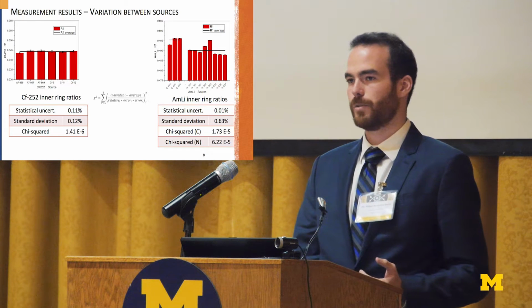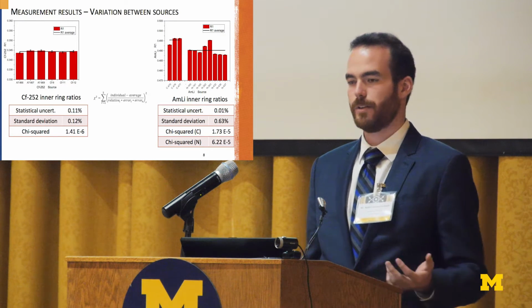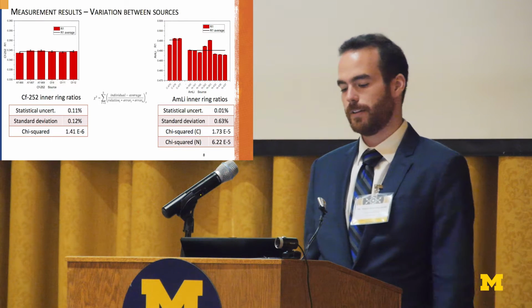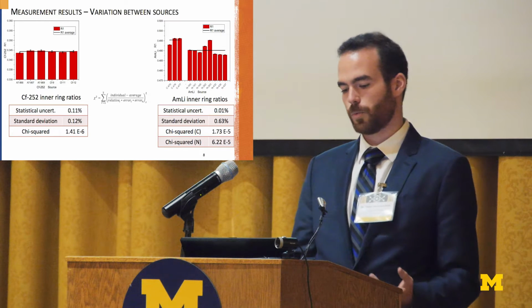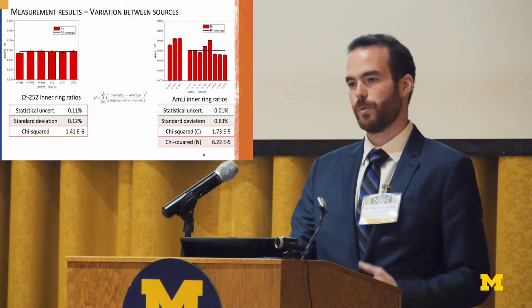And the same values for the AMLI series were on the order of e to the negative 5: 1.7e-5, and 6e-5. So you can see that there's much worse agreement in the AMLI sources with each other.